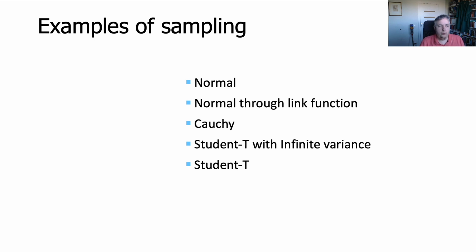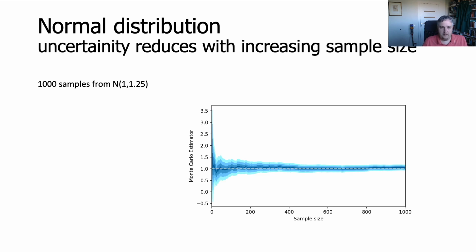Then we'll go through some heavy-tailed distributions, starting with Cauchy distribution, which is a special case of student t-distribution, and student t-distribution with finite and infinite variance. Cauchy distribution is a very nasty distribution that not only doesn't have finite variance, but even doesn't have a finite mean.